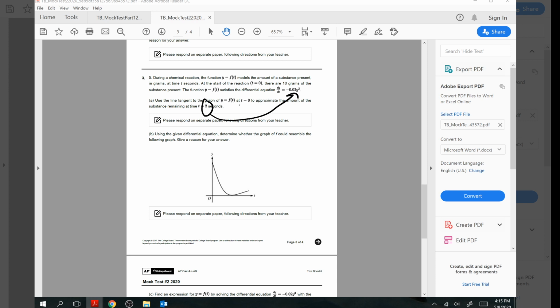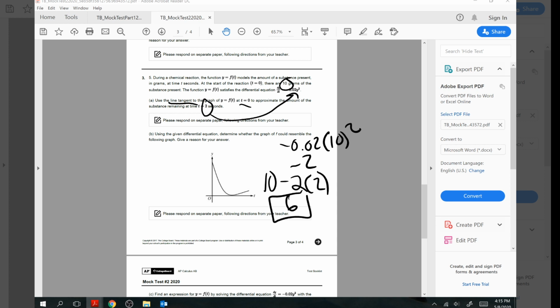But they do tell you at t equals 0, there are 10 grams. That's y. So what we do is negative 0.02 times 10 squared, and we get that the slope of the tangent line, notice how it says line tangent, so you should use a tangent line, is negative 2. Now that we know this, we start at 2, and then we're going over 2 at a slope of negative 2, and you get 6. And that was A. You just get 6. I think that was a 2-pointer, one for getting 6, one for getting the right slope.